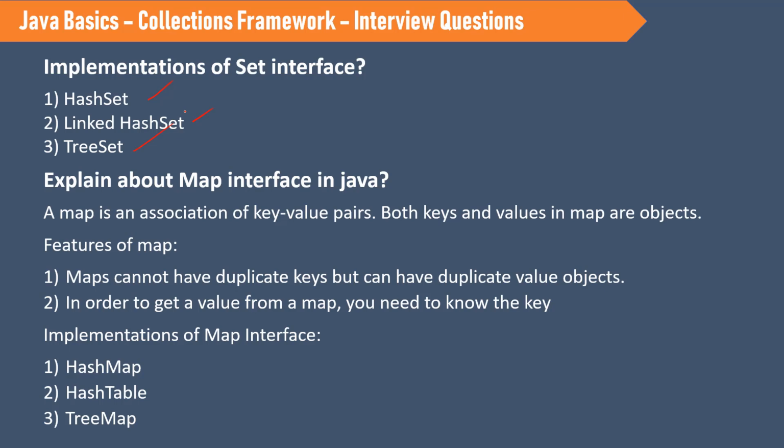Explain about map interface in Java. A map interface stores the objects in the form of key value pairs. That means we have to provide a key to store a value, and in order to get the value we have to know the key in a map. If we don't know the key, then we cannot get the value. Both keys and values in a map are objects.